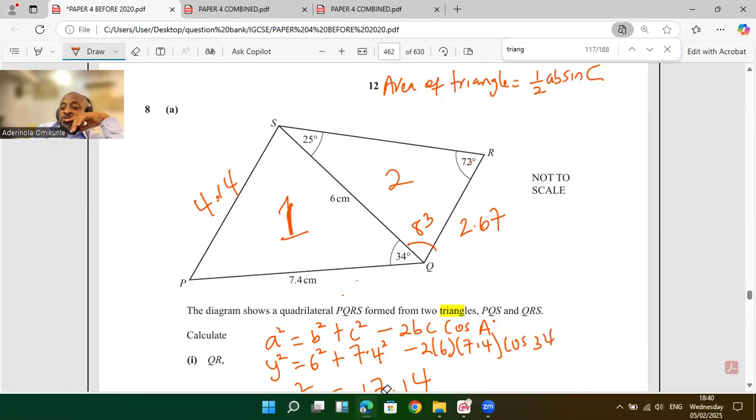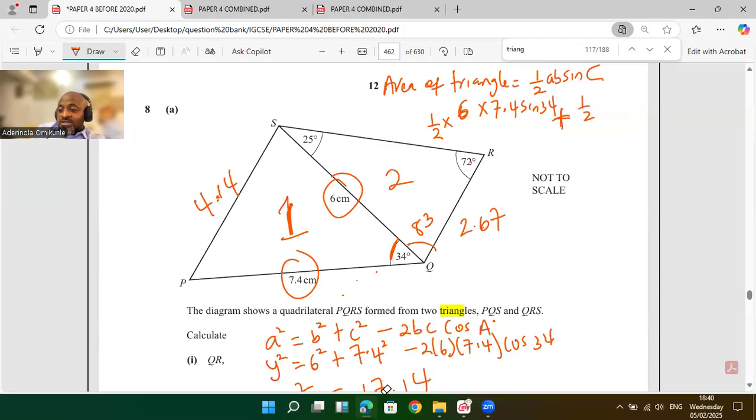Okay, so which is 1 over 2 times 6. I'm looking at the first triangle now. Triangle: 1 over 2 times 6 times 7.4 sine 34. Because when you're using this formula, the angle must be between the two sides you're using as your A and your B. Okay? Then the second one is 1 over 2.